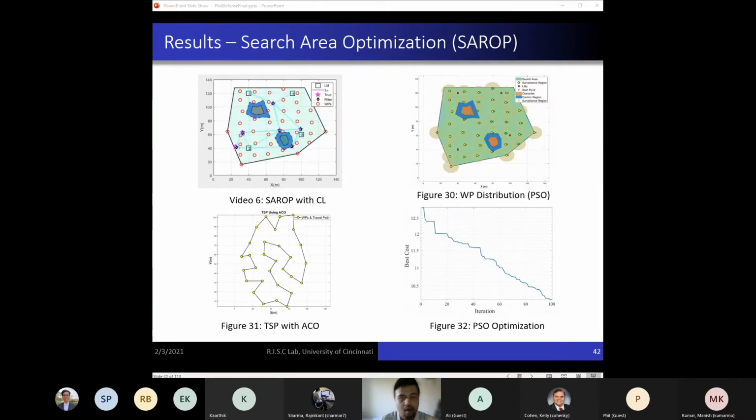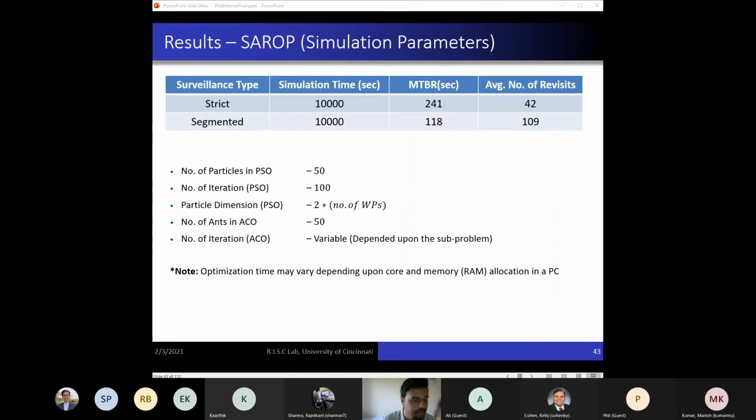Using the waypoint distribution, cooperative localization, and APF, the UAVs can route through the sequence of the waypoints assigned to them. The PSO generates a monotonically decreasing cost, as can be seen from figure 32. And as figure 31 shows, we are using ACO to handle the traveling salesman problem. So we ran the simulation for two cases, the strict and segmented case, for 10,000 seconds. MTBR represents the mean time before revisiting the waypoints. For the strict case, we also assign priority to the waypoints that are required to be visited by more than one UAV before they complete their individual tours or loops.